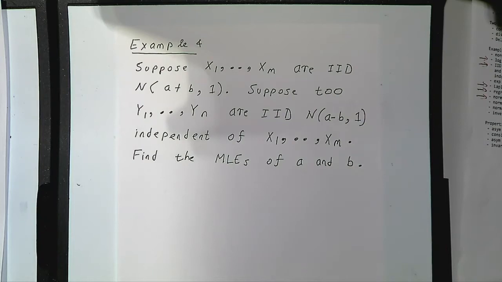Okay, so here, this question is a little different from the 3 previous examples we did, because here we have two random samples. The first random sample is from a normal distribution with mean equal to A plus B, variance equal to 1. The second random sample is from a normal distribution with mean equal to A minus B and variance equal to 1. And the 2 random samples are independent of each other. And we want to find the MLE for A and B, right?